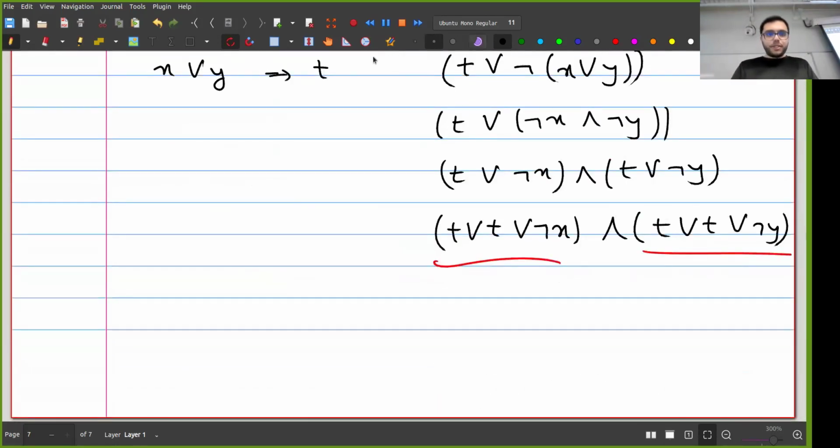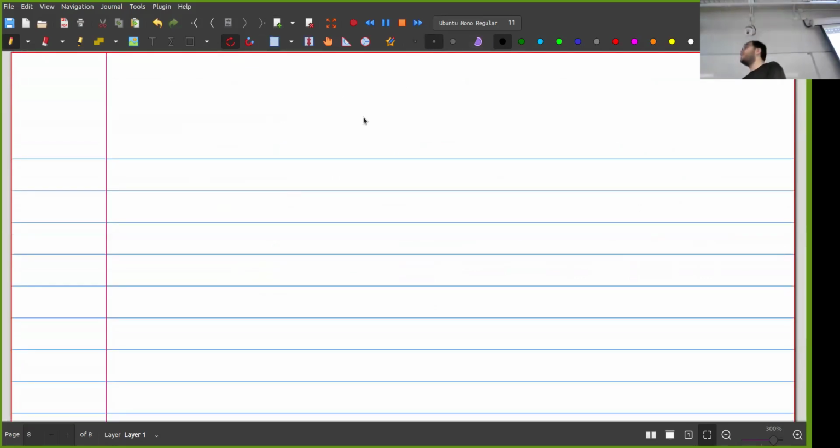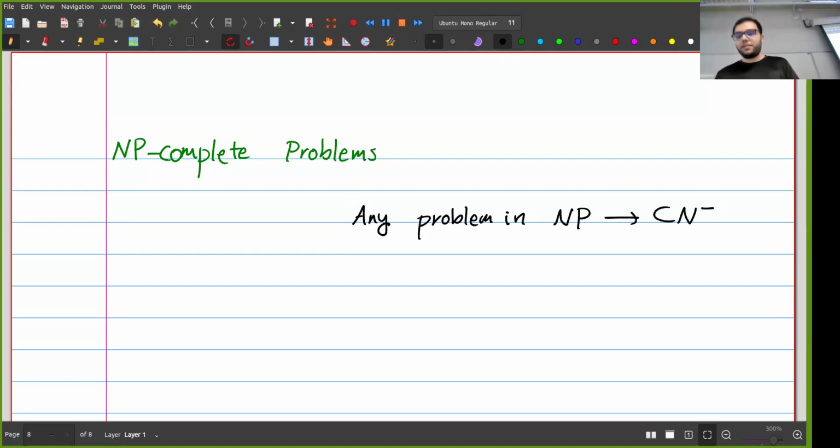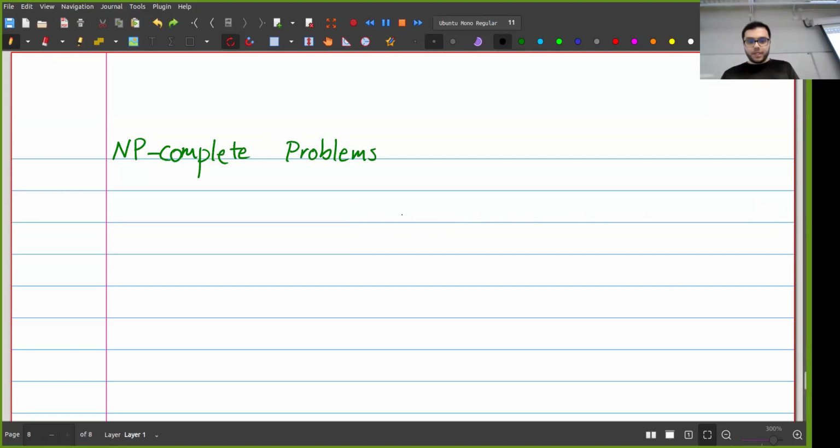Okay, so the whole point of this session is to see more and more reductions and to see several other NP complete problems. So this is what we have, NP complete problems. Right now, these are the things that we have. Well, first of all, we have any problem in NP, and I know that any problem in NP can be reduced to CNF SAT. I'm just assuming that. But let me put the NP complete problems in this picture. So I'm going to start with CNF SAT.